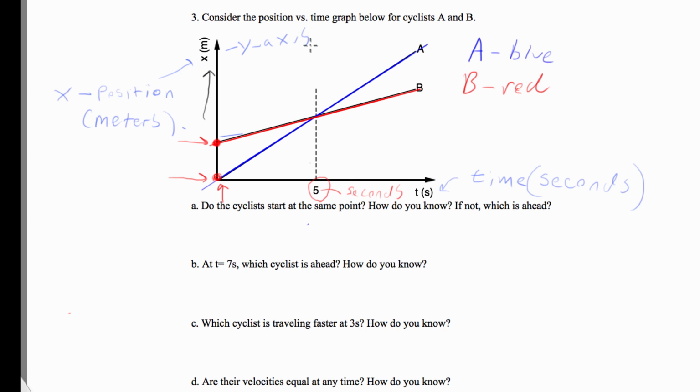We can also make that assumption because as time goes on, the bikers are getting higher up. So if this is like a race, they're going forwards. They're both going in the same direction. So we're calling this the positive direction. They're going away from some point. If that didn't make sense, that's okay. But I know who starts further up? Cyclist B starts further up. So the answer is no, they don't start at the same point.